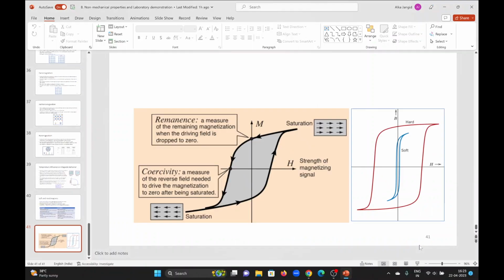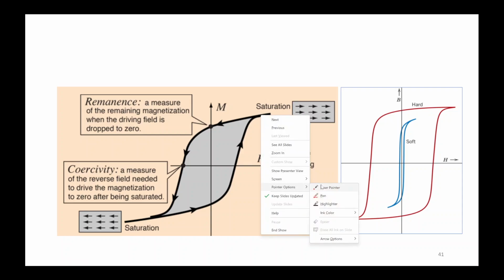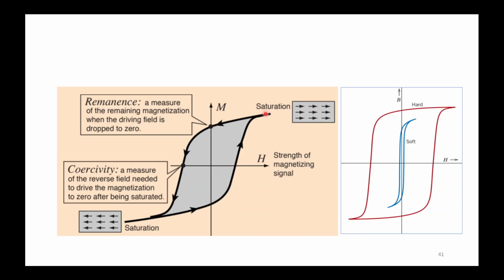Why do we take only the second quadrant when we get the rectangle? Because we want to know how easily we can demagnetize our magnet. In this quadrant, you are trying to magnetize it. You are applying this field and it is trying to get magnetized. From here you are trying to go in the opposite direction so that it demagnetizes. You are applying your field in the opposite direction.